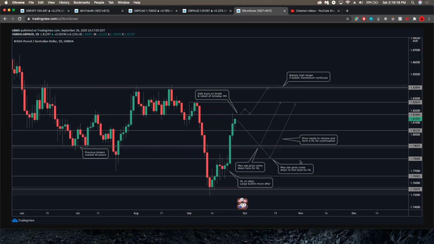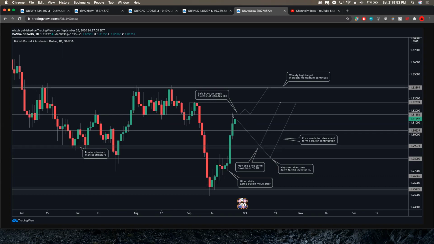So what we need next is price needs to retrace and form a higher low for continuation before we create a new higher high, right? Right now we have a high. This is one of our previous broken market structures, and 1.7800 is our other previous broken market structure on daily. So we can expect price to come down here before going up, or come down here before going up. You can also keep an eye out on this level, but I believe we might have a deeper pullback.